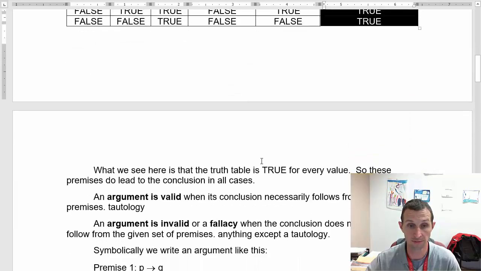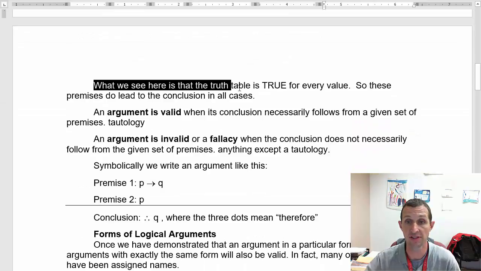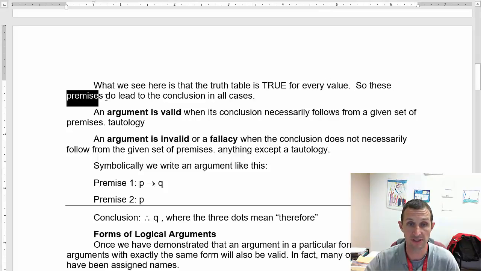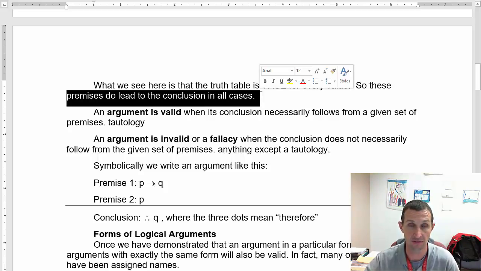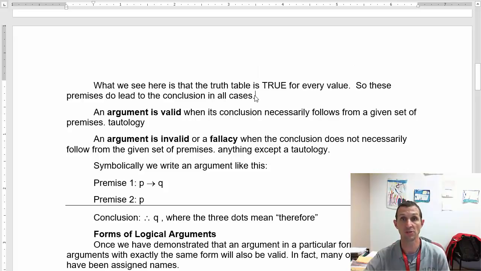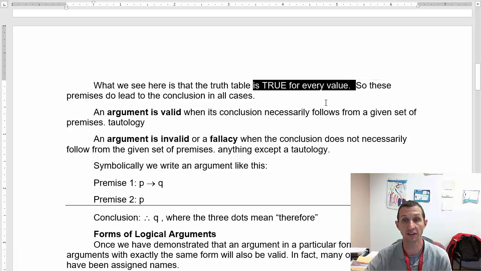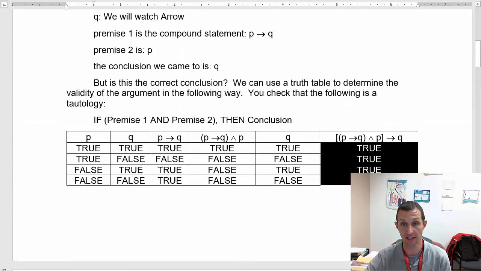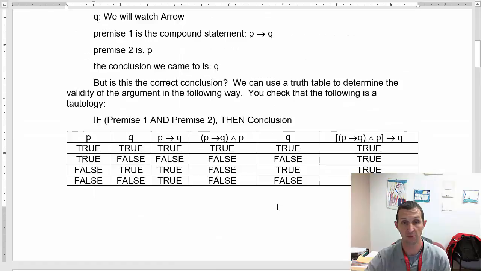What we see here is that the truth table is true for every value of P and Q. So these premises, when they are true, do lead to the conclusion that Q is going to be true in all cases. When P implies Q and P are not true, then sometimes Q is not going to be true. But we got true for every value in this last column right here, and so that makes us happy.